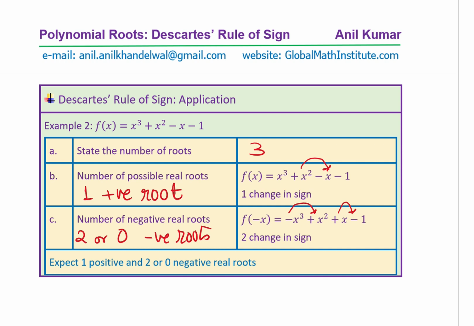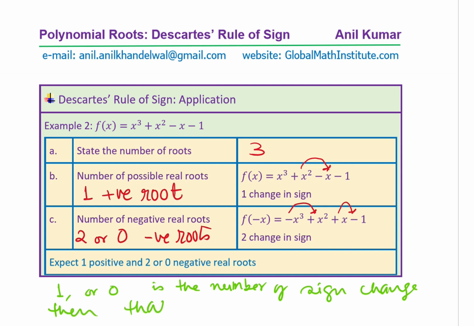If you get sign changes as 1 or 0, right? If 1 or 0 is the number of sign changes, then that should be the number of roots, right?